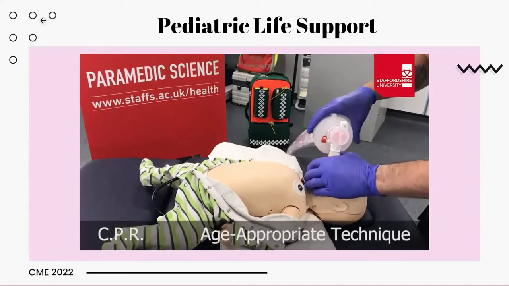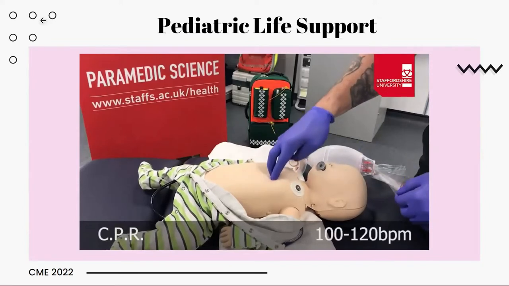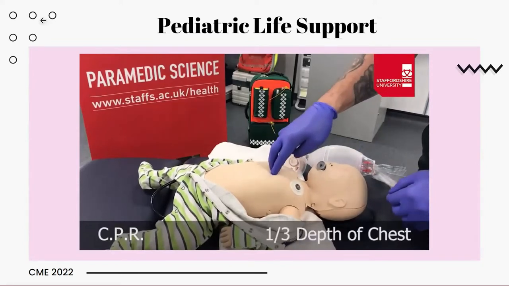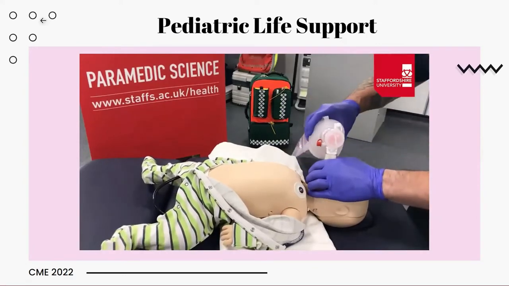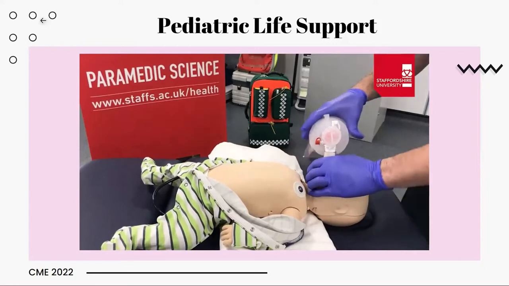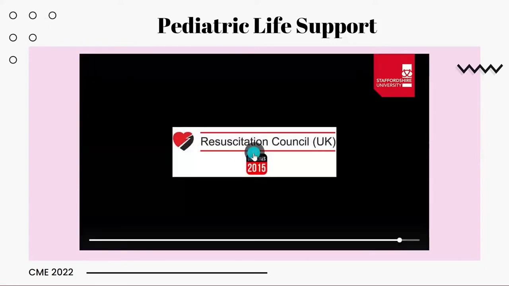And remember that we're going to use a ratio of 15 to 2, at a rate of 100 to 120 beats a minute and a third of the depth of the chest. So that concludes our basic pediatric life support procedure. Remember that for all details, you need to look at the UK resuscitation guidelines.